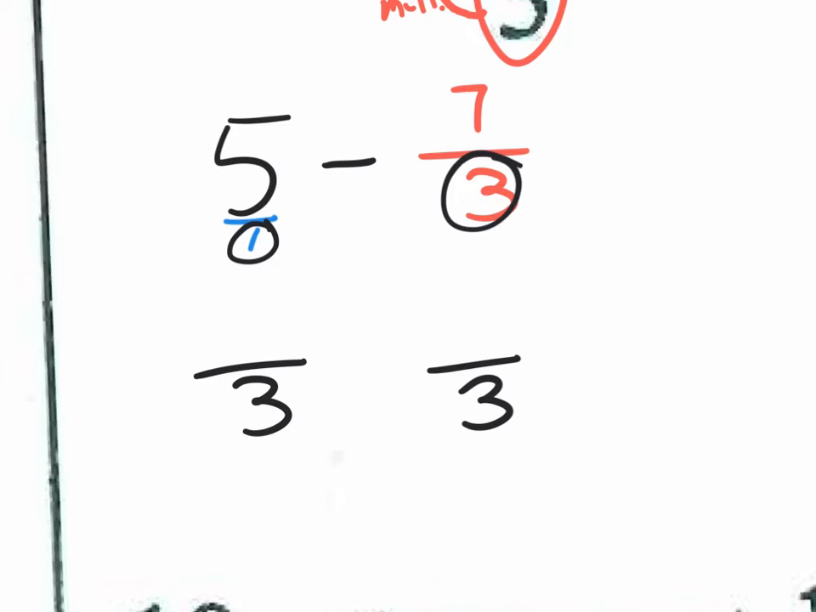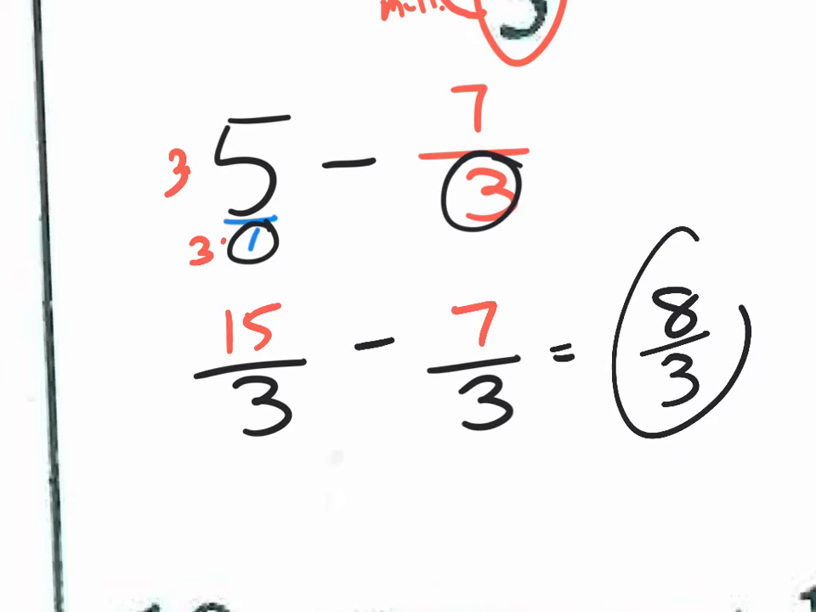Multiply by 3. What do I get up on top? 15. On the other one, what do I multiply by? Nothing, right? Or by 1 if you want to say. So it's still going to be a 7 up there, and it's going to be a minus sign. What is 15 take away 7? 8. 8/3 is your final answer.